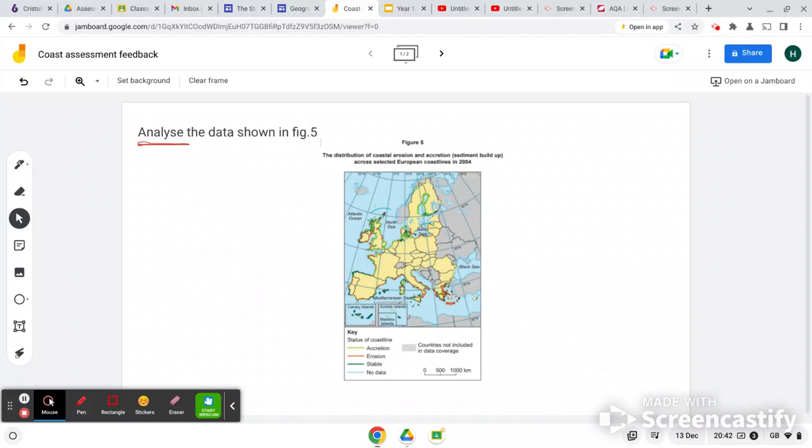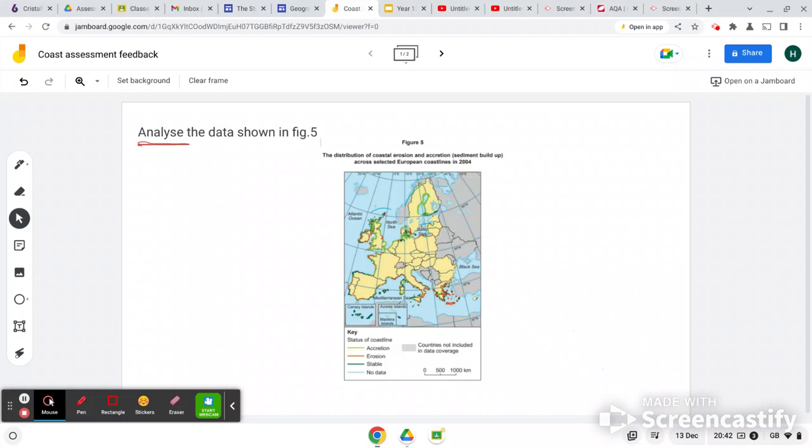Another comment that I have made is mainly descriptive. So it is not enough to just describe exactly what you see. You need to add value to the figure. It's a good idea to annotate your figure before you start answering the question. So you should be trying to identify trends and patterns.